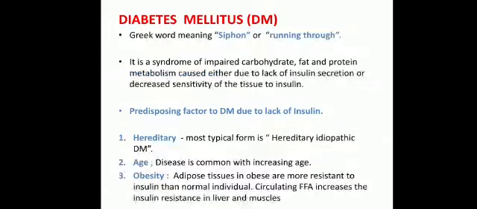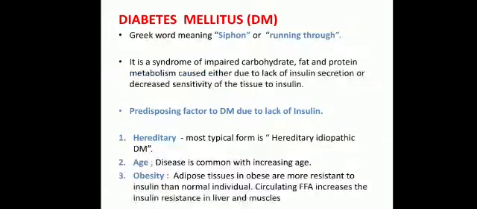Now, the predisposing factor to diabetes mellitus due to lack of insulin, we put it in 3 points. The first factor is hereditary. The most typical form is hereditary idiopathic diabetes mellitus. Age, disease is common with increasing age. Obesity, people who are obese has a tendency, or shows a more tendency for diabetes mellitus, and there is a clear cut reason for that.